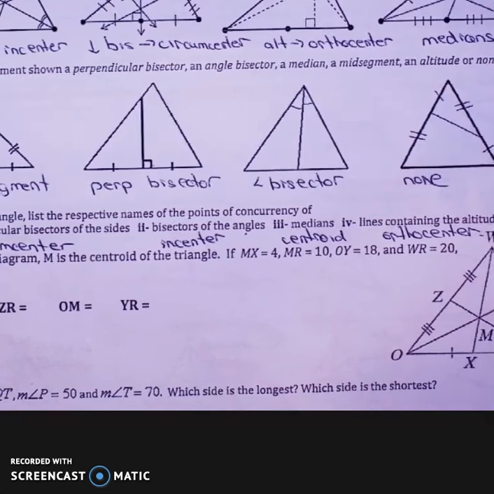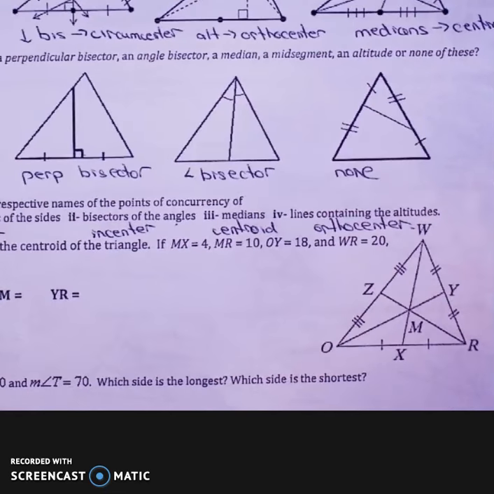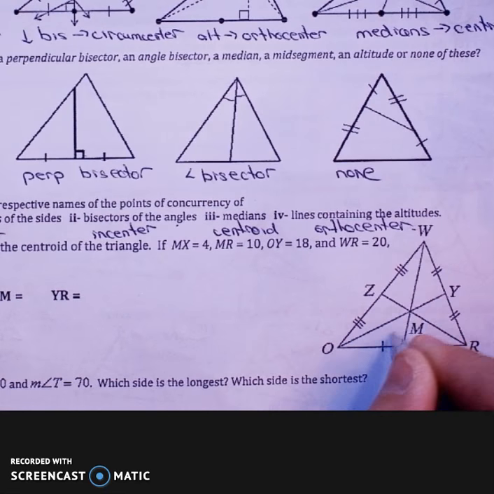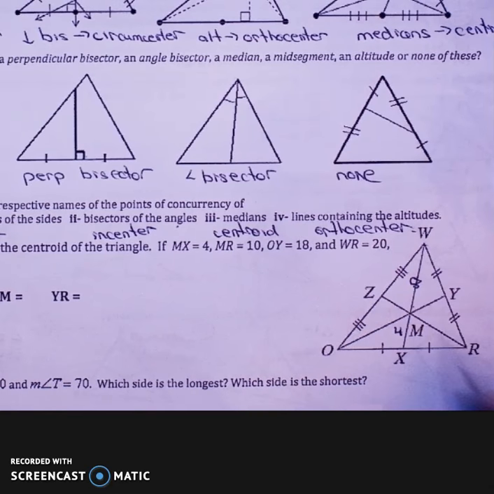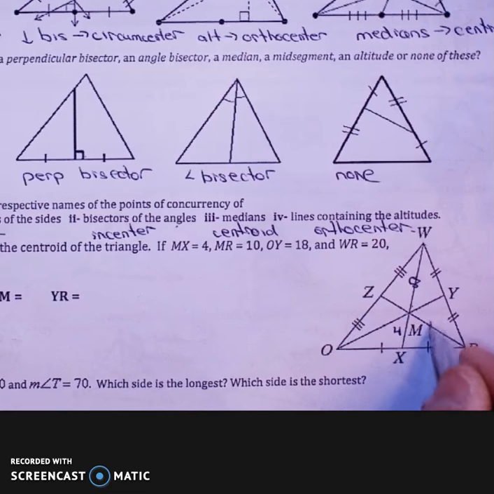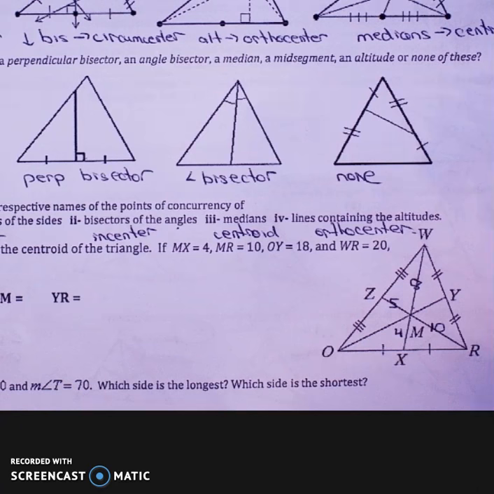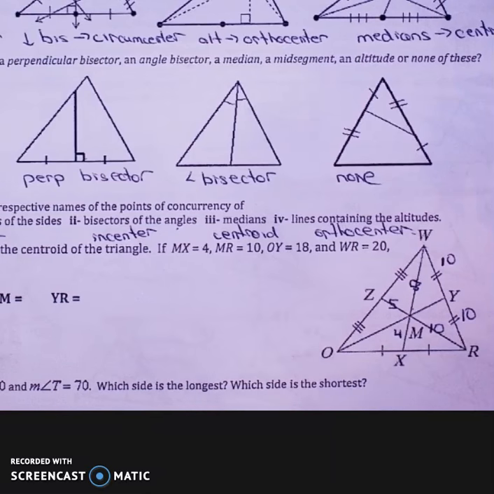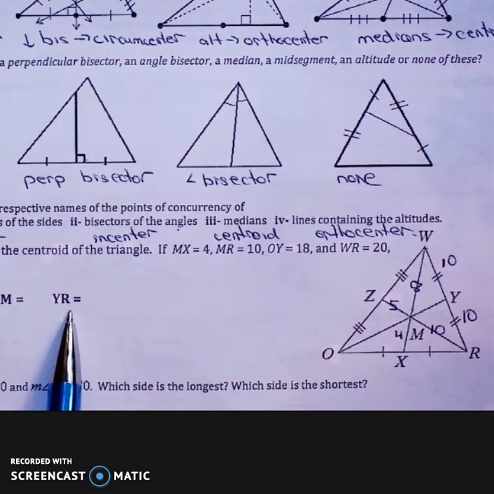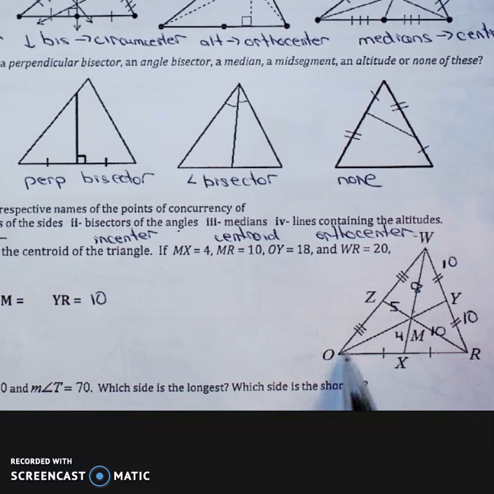Okay, if you take a look at 17, looks like this one's another dealing with the centroid. So let's go over here and look at the picture first. We have MX is equal to 4, so while I'm at it, that means this part is equal to 8. We have M to R is 10, so this piece over here is half of that, so it's 5. And W to R is 20, which lets us know this segment here and this one are 10. So the first thing they're looking for is Y to R. We just figured out that it's 10.